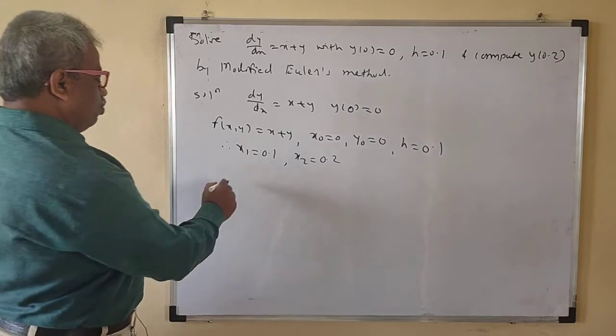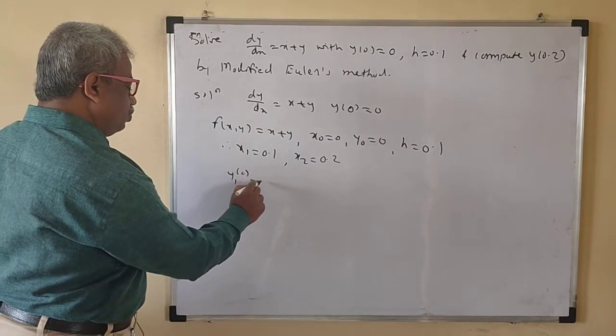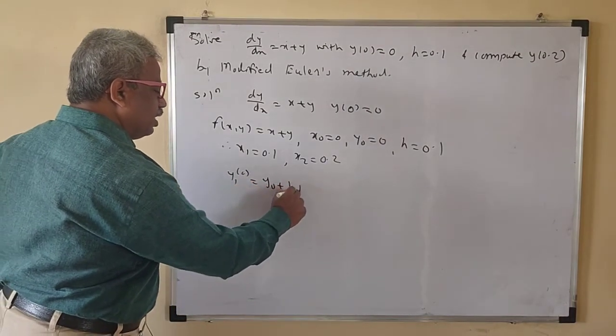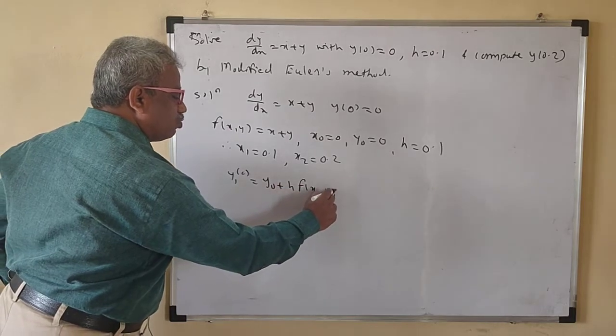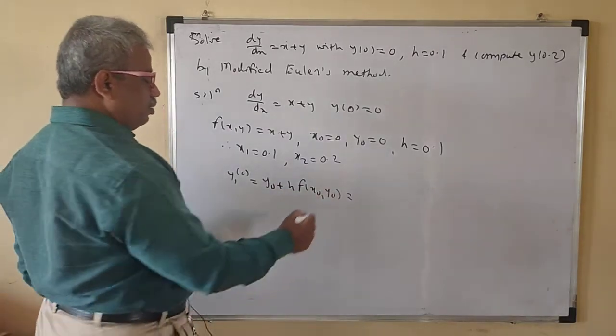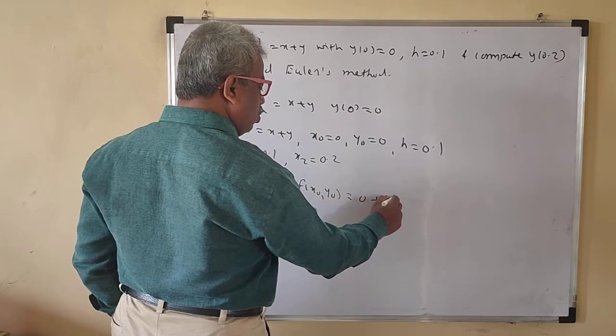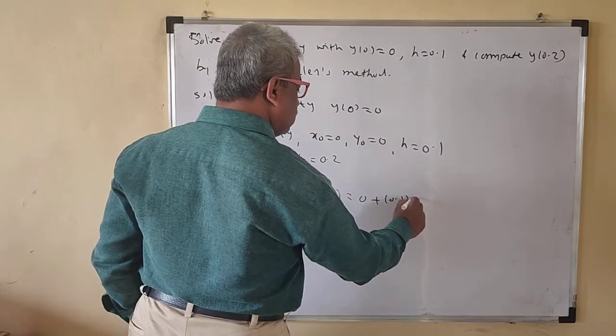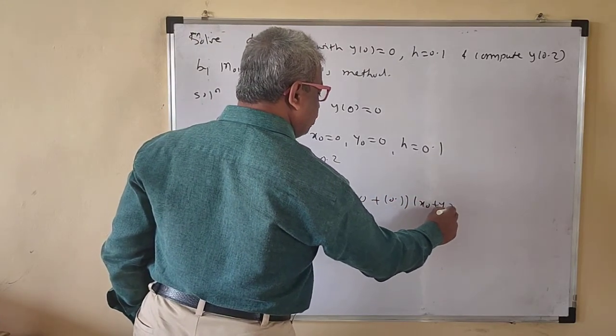We write y1 of 0. We start from y1 of 0, which is y naught plus h f of x naught, y naught. What is your y naught? Y naught is 0. So 0.1 times x naught plus y naught.